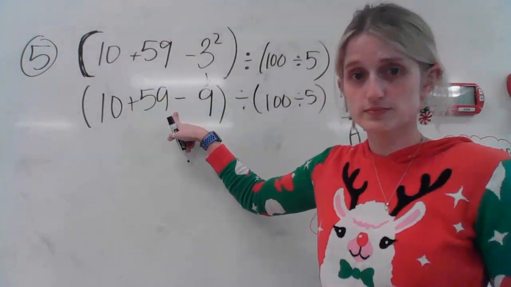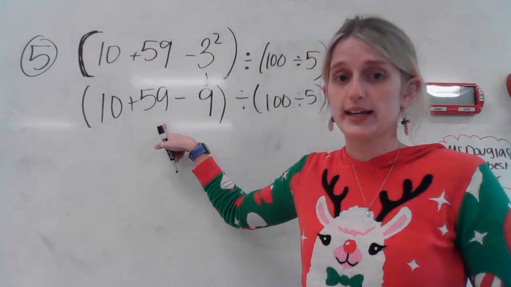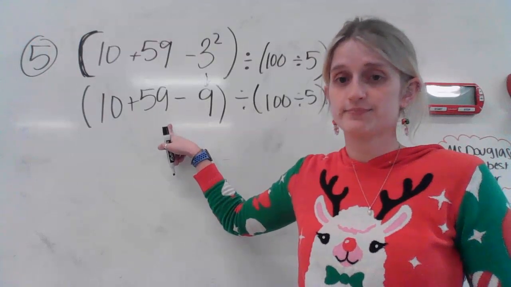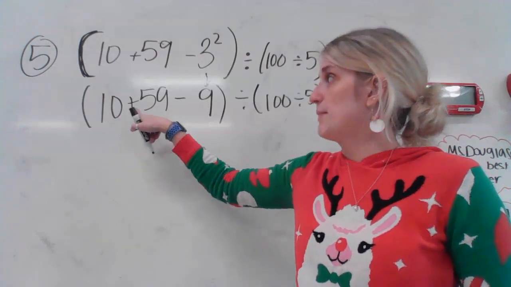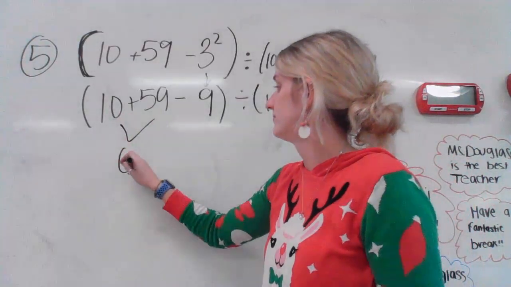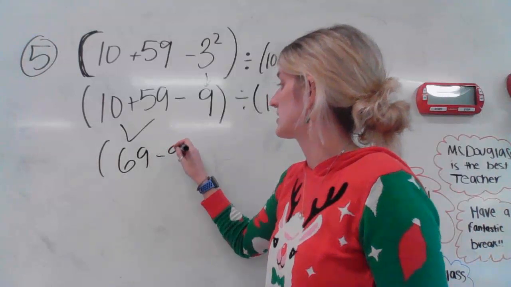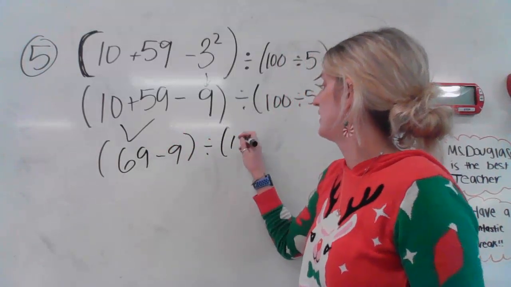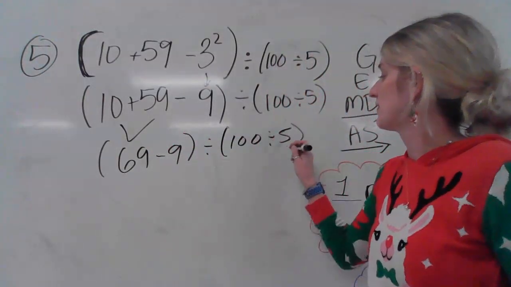Exponents, handled. Multiplication and division? Nope, not yet. Adding and subtracting? Whatever comes first as we read, the 10 plus, okay. 10 plus 59 is 69. 69 minus 9 divided by 100 divided by 5.